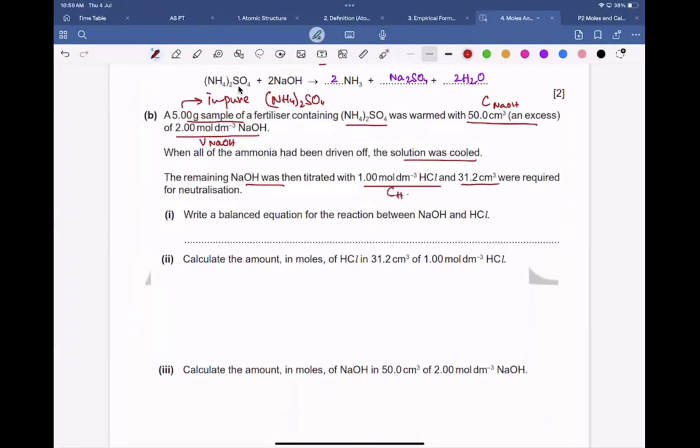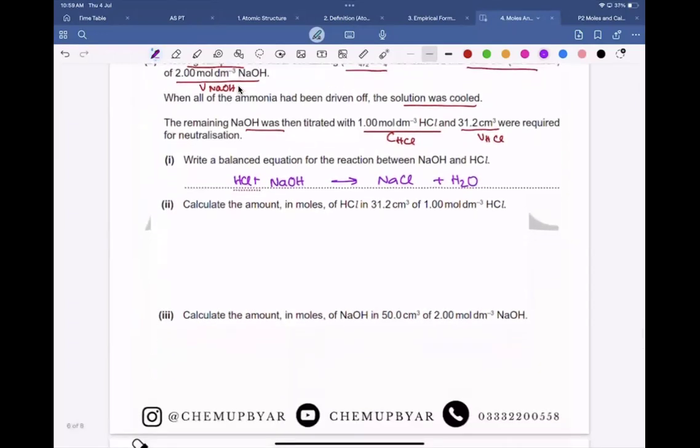Here we have a concentration of HCl and here we have a volume of HCl. Write a balanced equation for a reaction between NaOH and HCl, and I think it's very easy for everyone to write this equation. Is this clear? Now calculate the amount in moles of HCl. So if I'm going to calculate the amount in moles of HCl, I'm going to use its concentration times volume. This is the formula. So concentration is 1.20 multiplied by volume, which is 31.2 divided by 1000, right? Can you tell me the answer?